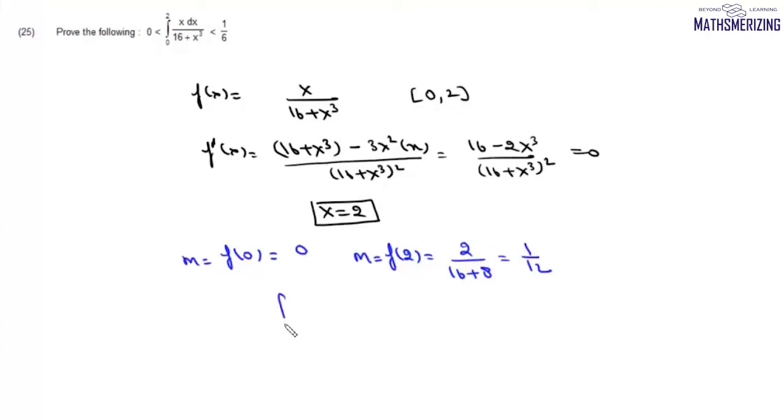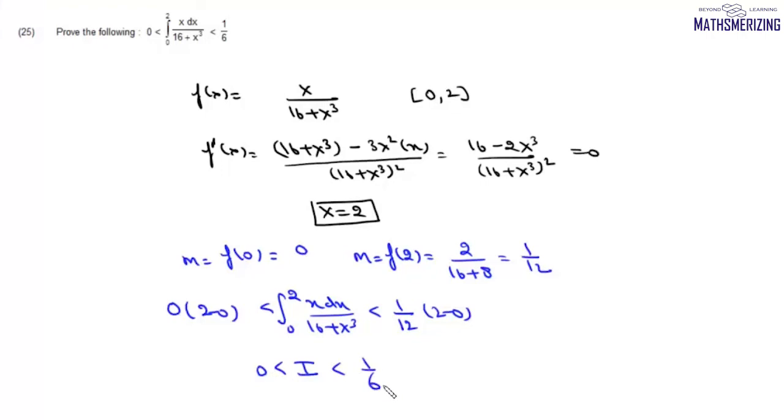So the value of this integral from 0 to 2 of x dx upon 16 plus x cube will be greater than small m into b minus a, and it will be less than capital M into b minus a. So the value of this integral will always be greater than 0 but less than 1 by 6.